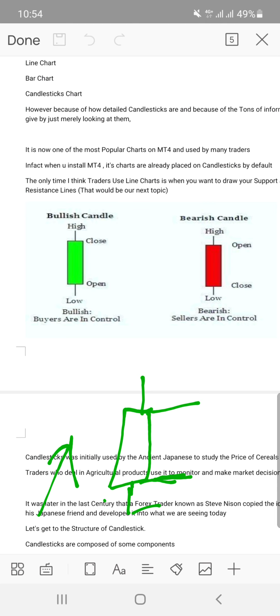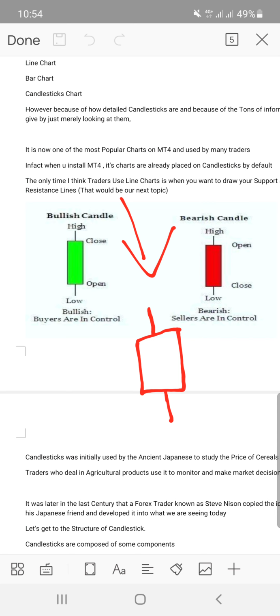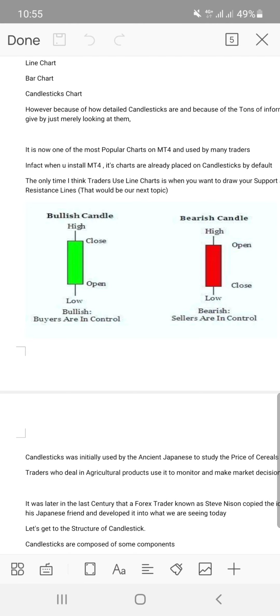You understand? Now for the bearish candle, since we are selling, price is going down. What does it mean? That the candle will form from up to down. What it means is that the open of the candle will be around this region, the close will be around this region, the high will be around this region, the low will be around this region. Since we are going from up to down, remember, selling, the price is going down. You understand?